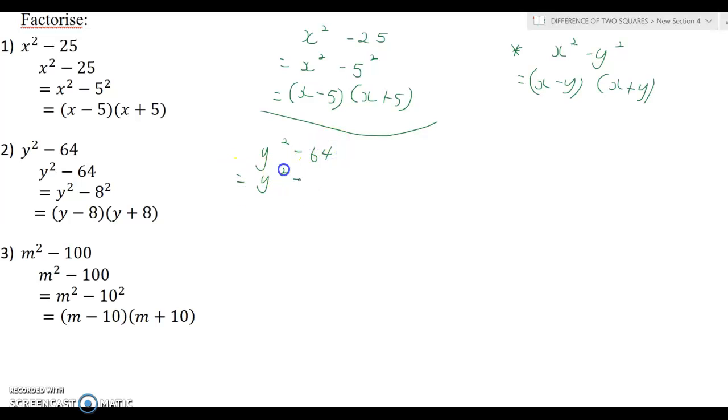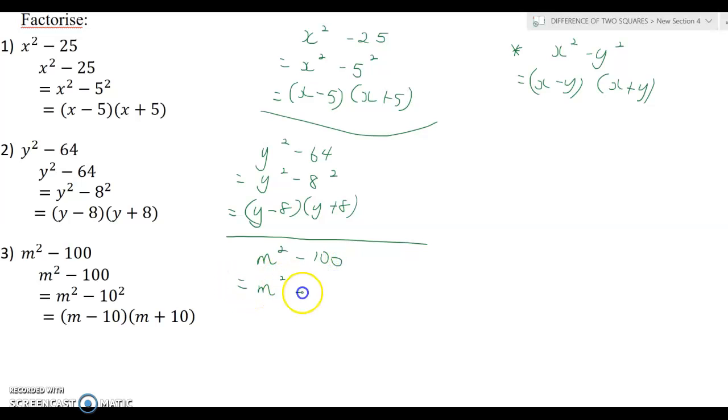You need to recognize that 64 is the same as 8 squared, right? So now we have y squared minus 8 squared. And our final answer will be y minus 8 by y plus 8. And then for the last one here, m squared minus 100. Now that is the same as saying m squared minus 10 squared, right? So that would be m minus 10 by m plus 10. Pretty simple so far, right?